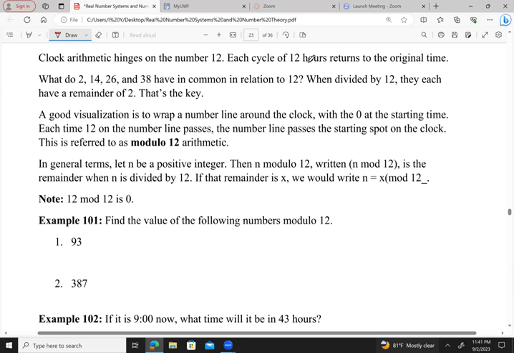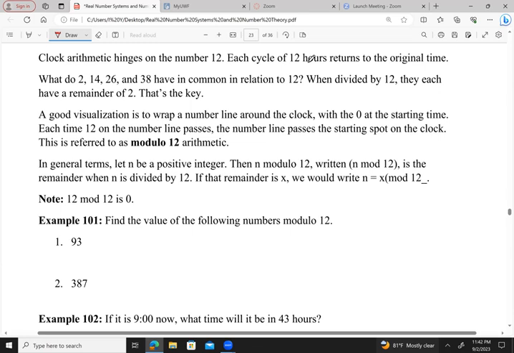In general terms, let n be a positive integer. Then n modulo 12, written n mod 12, is the remainder when n is divided by 12. If that remainder is x, we would write n equals x mod 12. So note, 12 mod 12 is 0. There's no remainder.